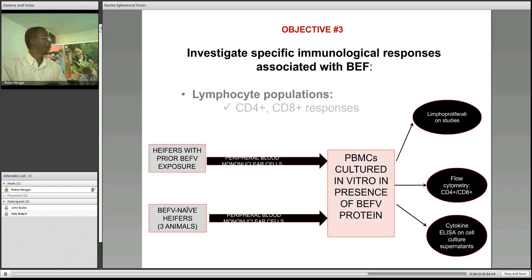That's good news. And once we stimulate those lymphocytes in vitro, then we can look at how they behave, and we can look at the percentages of populations of cells that are responding to the viral protein. And then we can also go back to the culture supernatants and test for the cytokines that they are producing.